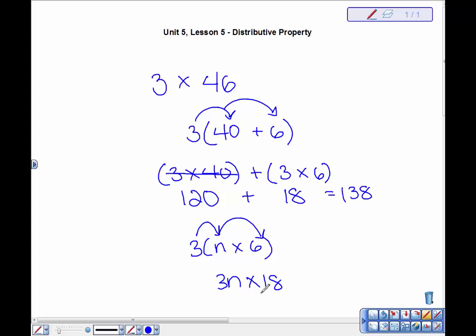But because we're just starting to use variables, we're looking at the baby version of the distributive property, which is basically I'm just going to take that number and I'm going to distribute it, in this case the 3, to two different pieces of 46, 40 plus 6. So I'm basically giving that 3 by multiplying to the two different pieces.